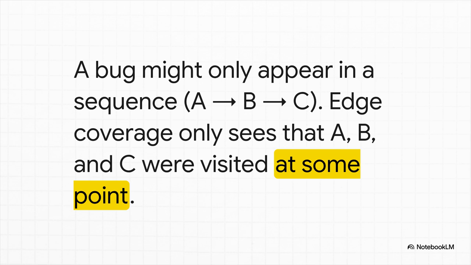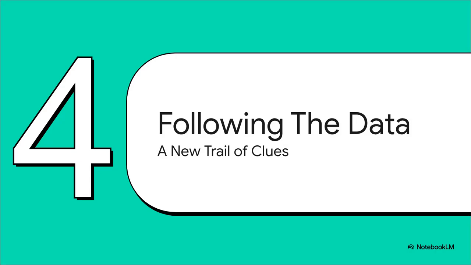But our standard fuzzer just sees that A, B, and C got hit eventually. It's totally blind to the importance of that sequence. It literally can't see these kinds of bugs. So this led to a really cool new idea.